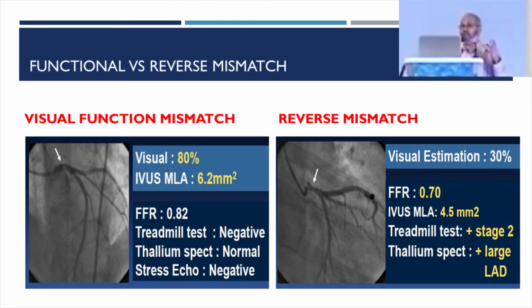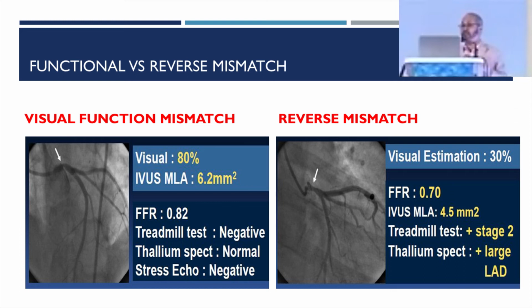So if you look at this, what is the visual-function mismatch and reverse mismatch? That is very important to understand. If you see the visual, this is the first side. Visually, it looks like 80% stenosis, and IVUS MLA is around 6.2, but functionally FFR is 0.82. It is not significant disease. We should not intervene.